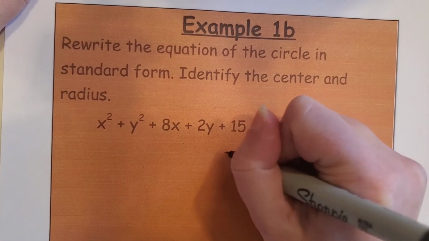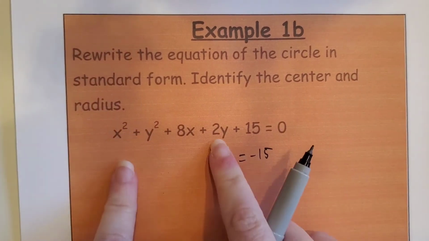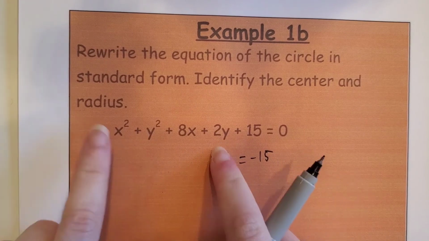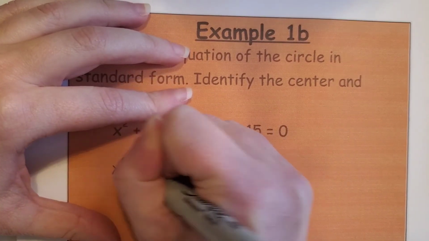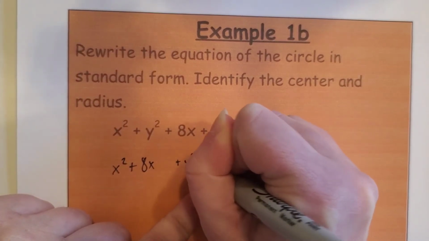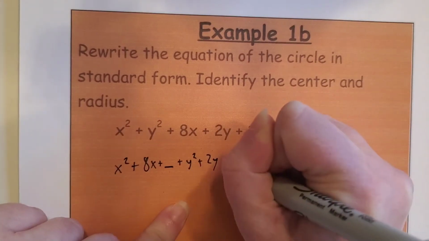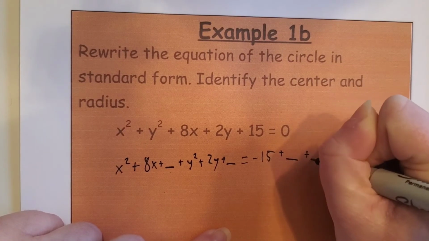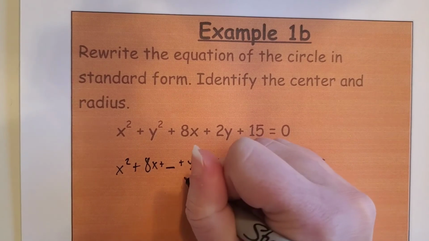So none of this is different from anything that we've done up to this point. Bring the 15 over. We're going to rearrange the left side so that all of the same variables are next to each other. So x squared plus 8x, leave a space, plus y squared plus 2y. We're going to complete the square, so we're putting plus blanks in those spaces, and that means we need plus blanks on the right.